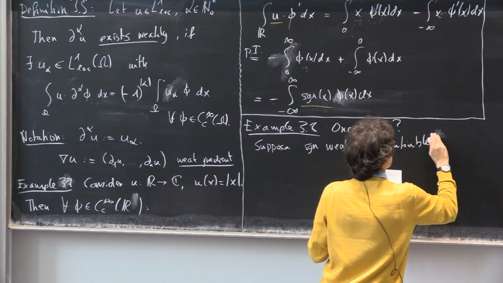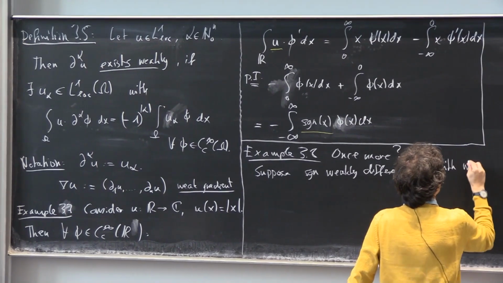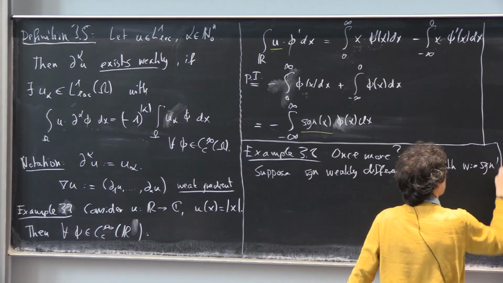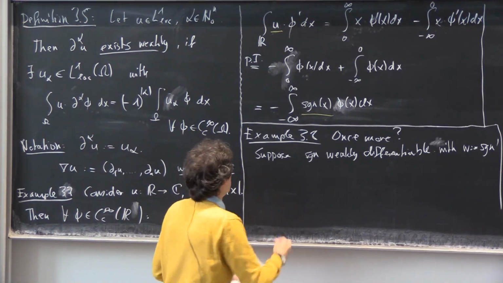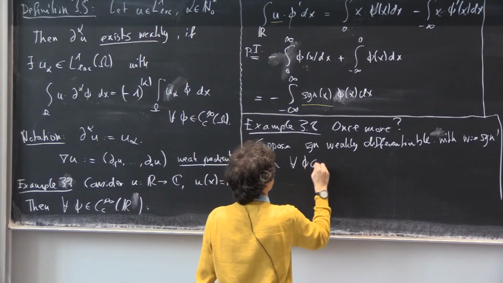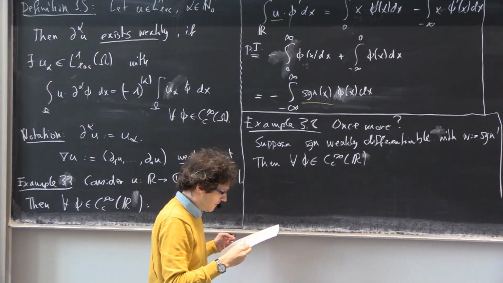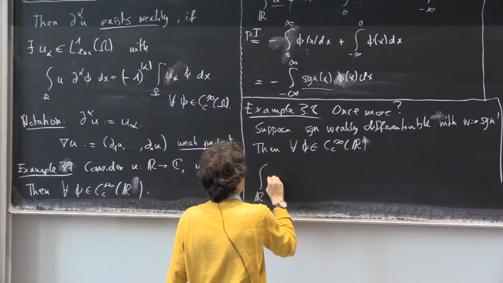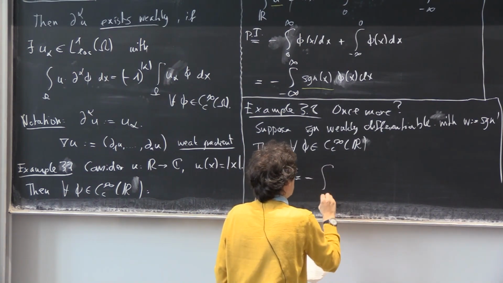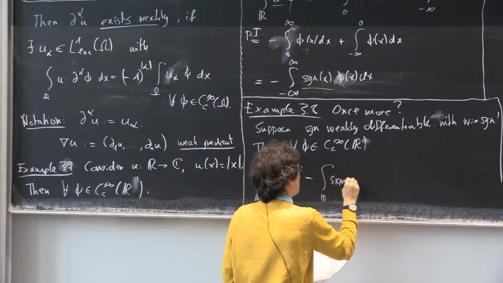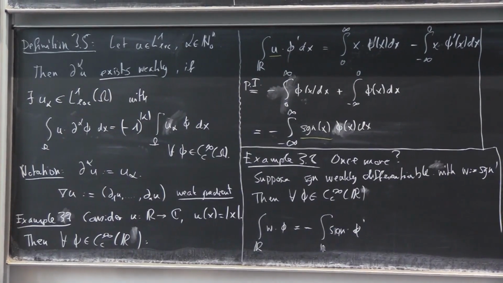Then how should the derivative look like? So let's suppose it's weakly differentiable, and let's call its weak derivative w. What should this function w do? Okay, we know by the definition of the weak derivative that whatever test function you take, it has to hold that the integral of w times phi is the same as minus the integral of the sine function times phi prime. This is the definition of a weak derivative, the integration by parts formula.